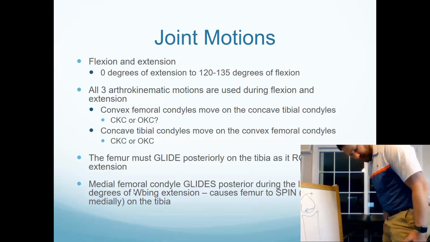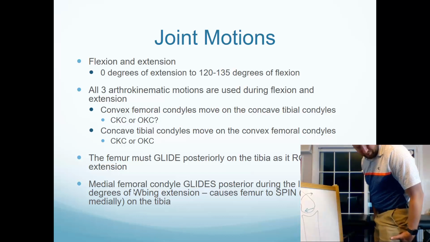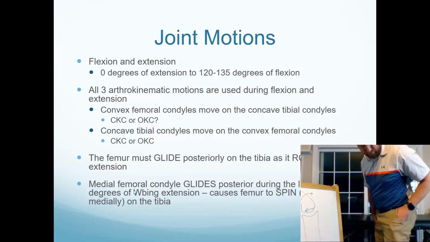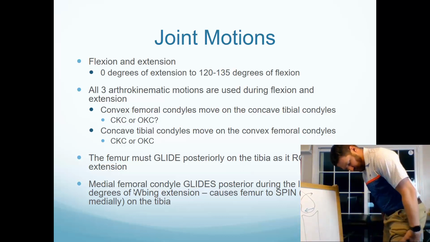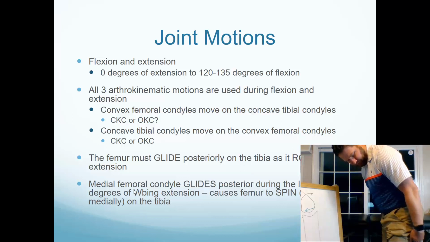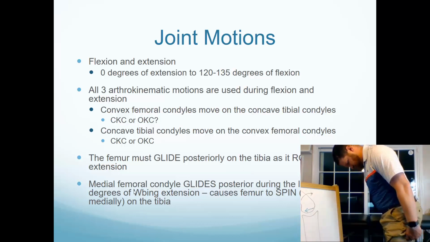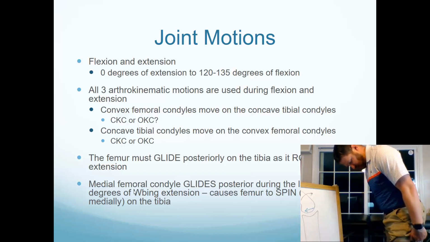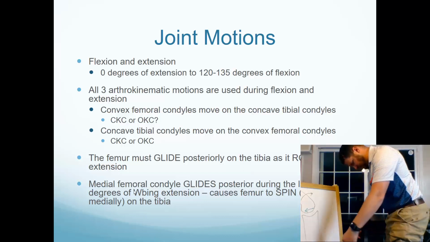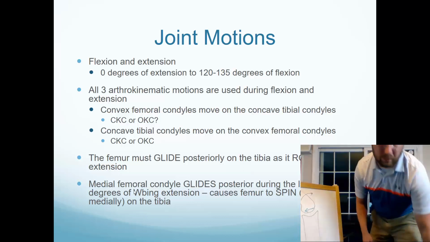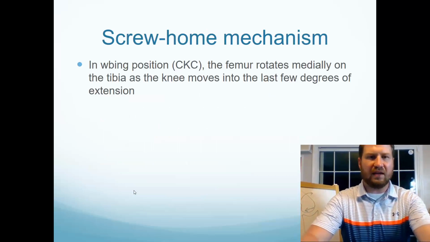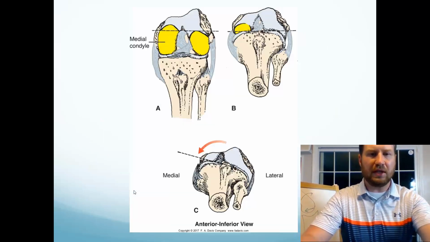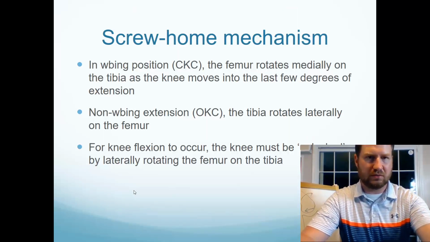pull up your shorts, go into about 15 degrees of flexion. Watch your femoral condyles and go into extension. All the way into extension, you should see that medial femoral condyle kind of rotate backwards. That gives us stability in extension.